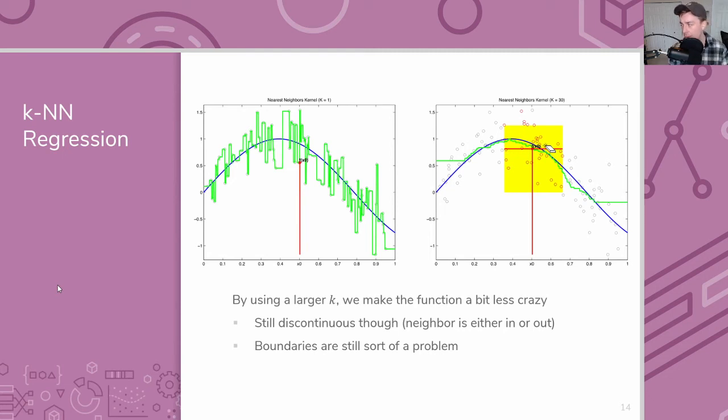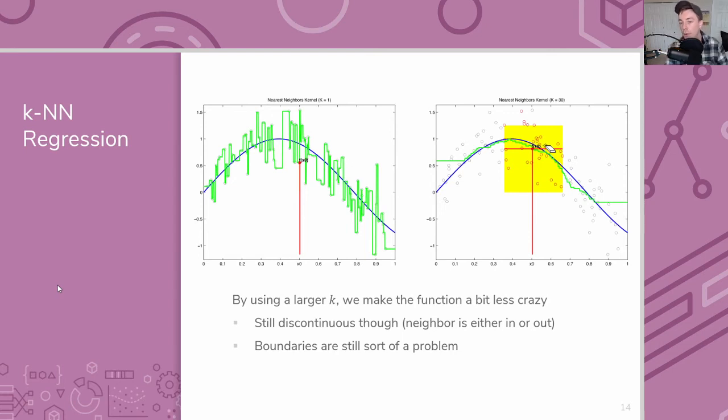Now, things to note about this: it's not a perfect approach. There are still discontinuities, so when you kick a neighbor out and include another, that's still going to change the output in a discrete way. And so you'll still see these steps, like you can see in this green function that still steps up and down, but the steps are less pronounced because we're averaging over more.